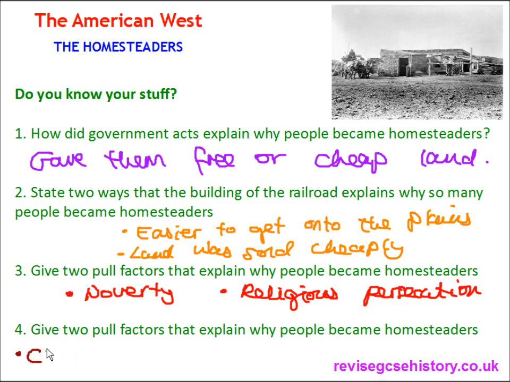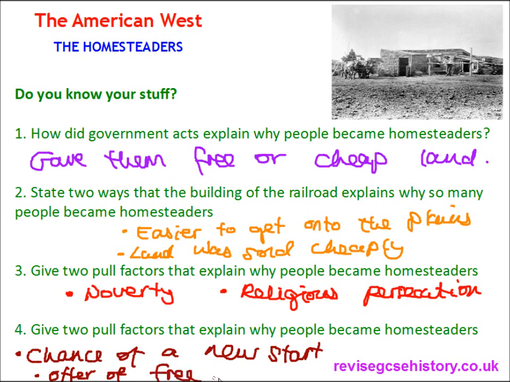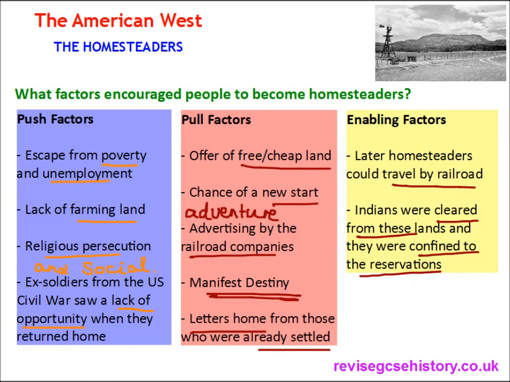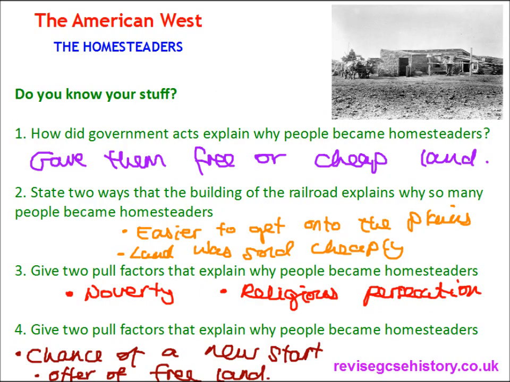And question 4, finally, give two pull factors that explain why many people became homesteaders. Pull factors: chance of a new start. I can think of that one. And secondly, offer of free land was attractive to many too. Alright, so there are the answers. Oh, sorry, just to say, you could have had any of the pull factors from this slide there, not just the two that I've jotted down.